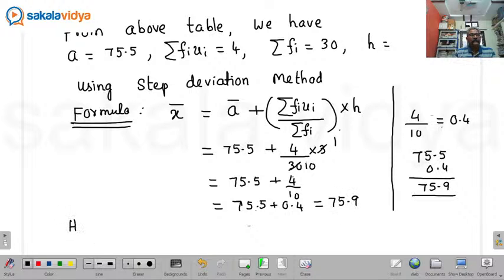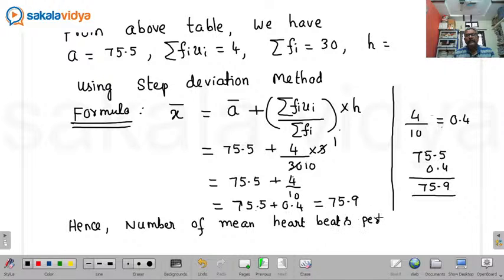So hence the mean number of heartbeats per minute is equal to 75.9. That is the answer. Right, exactly correct, Ganesh. Okay, let us move to the next problem.